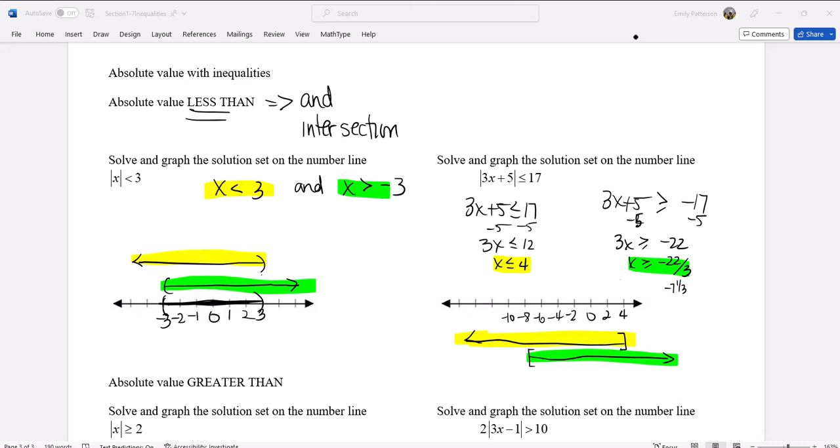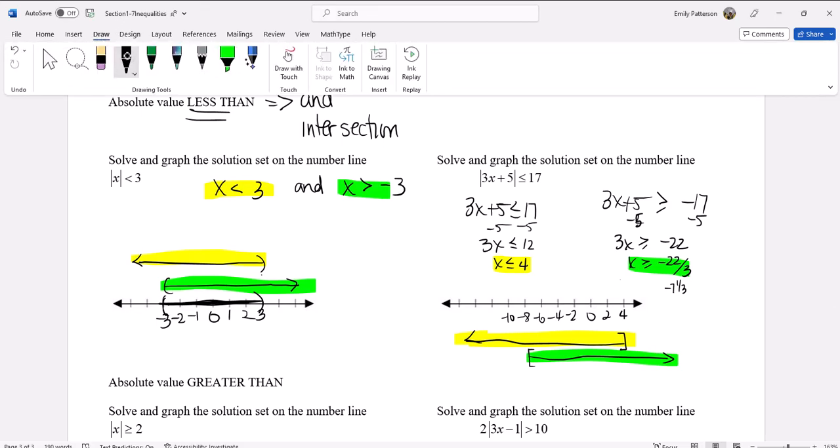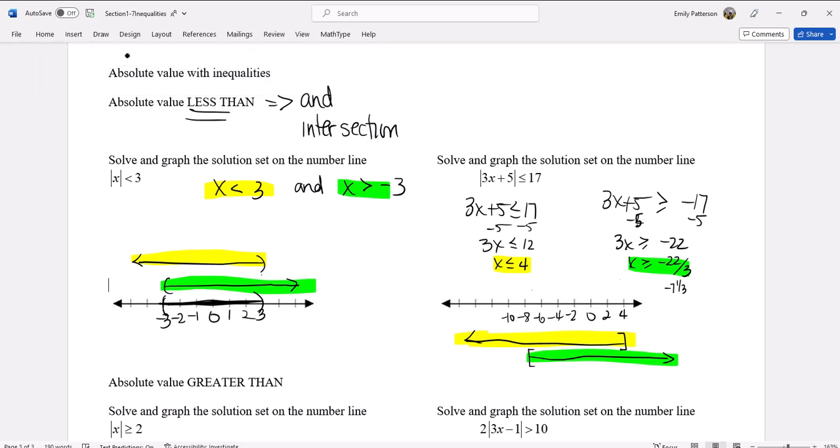So here are both of the solutions, and then I've got the number lines set up here. This is again looking for the intersection between the two. So as we put these together, I'm looking for the points that they have in common. They overlap on all of these points. So between -7 and 1/3, which is what 22/3 is, and a +4, these are the values that they all have in common. Now this is for when we have an absolute value less than.